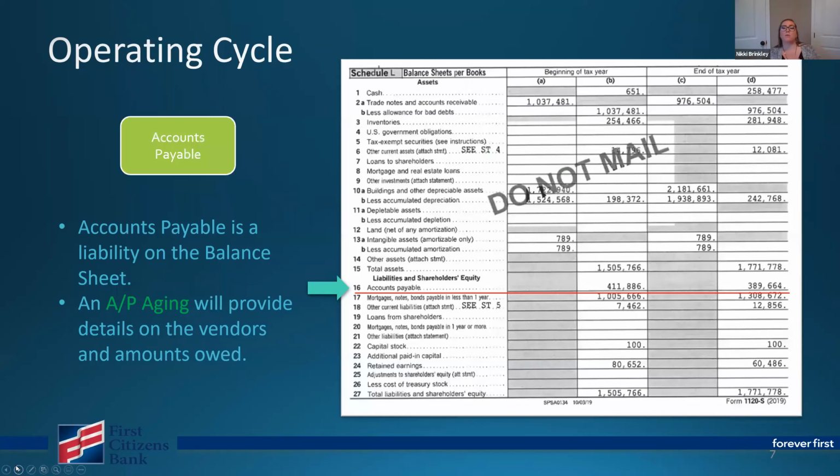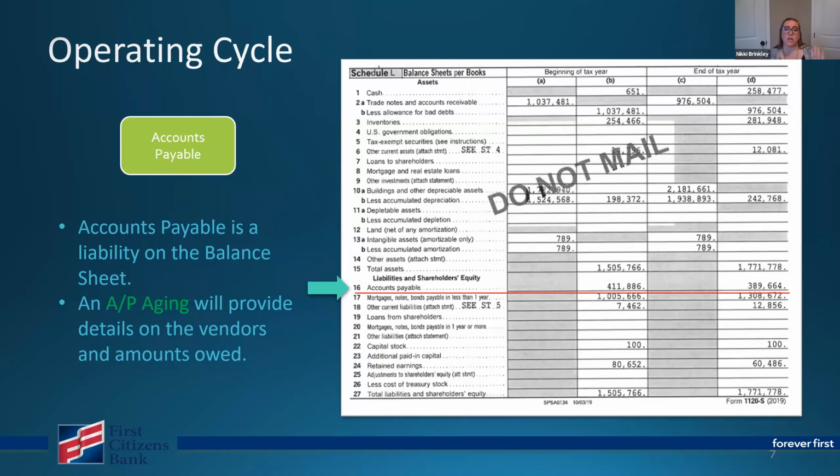So this is an example of what a cash flow statement would look like. It's probably very small and difficult to read, but as you can see, accounts payable will sit in your liabilities section. The reason it sits in your liabilities section is because this is money that you owe to other people. So it does sit there.